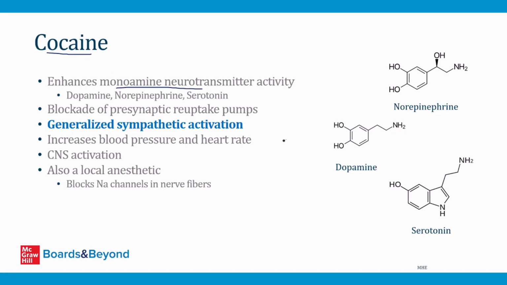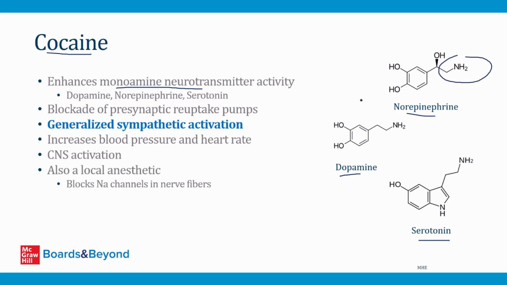So what do I mean by this? Well, shown in the slide is the chemical structure of three neurotransmitters: norepinephrine, dopamine, and serotonin. You don't need to know these chemical structures for Step 1, but I just want to point out to you that all of them have a single NH2 group, and that makes them monoamine neurotransmitters.